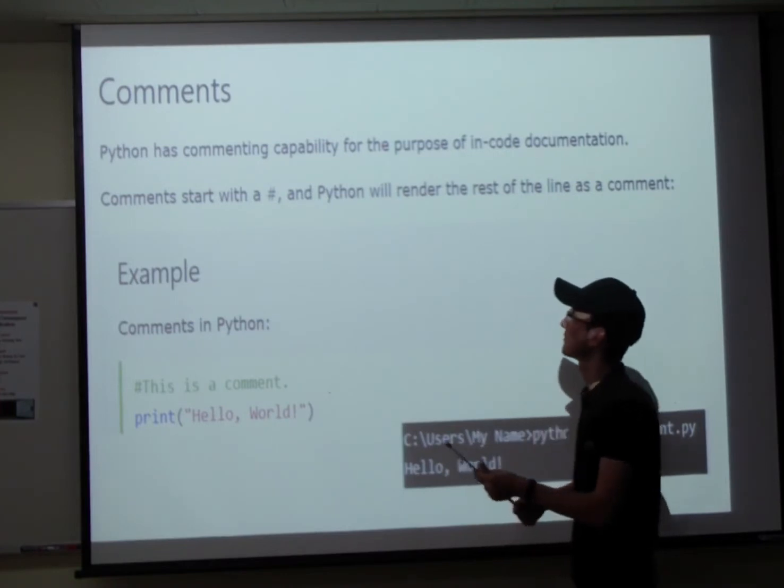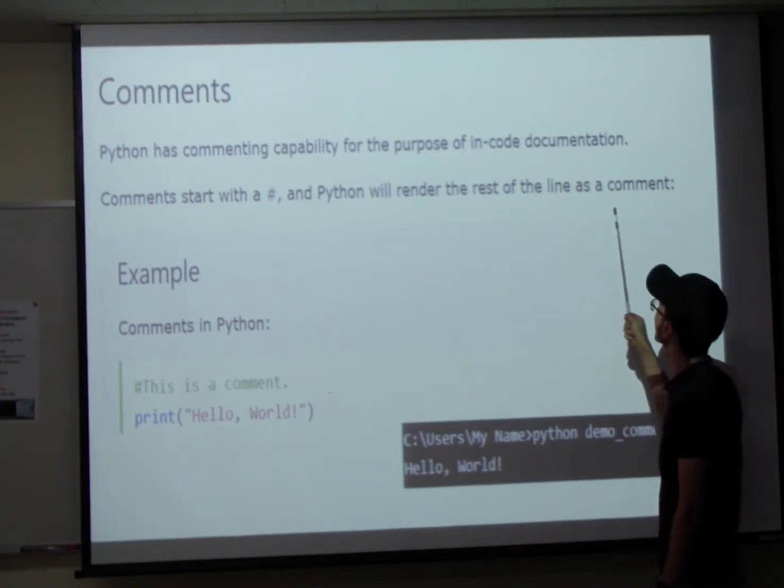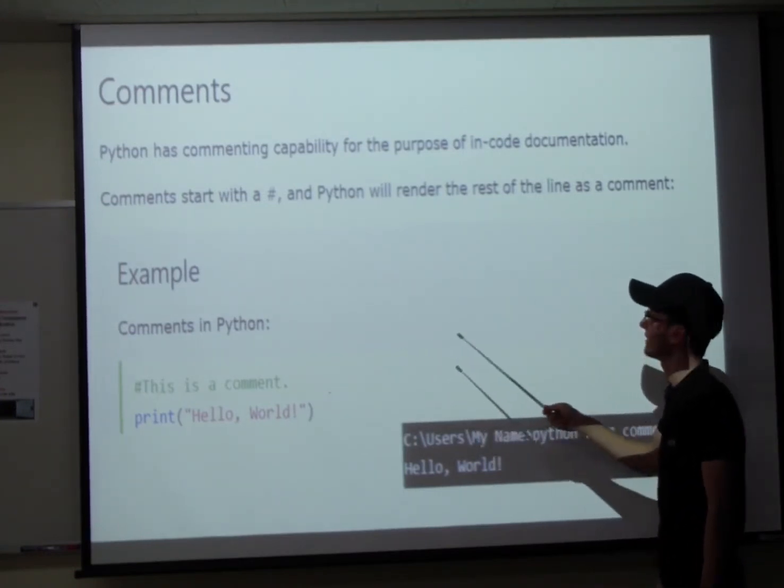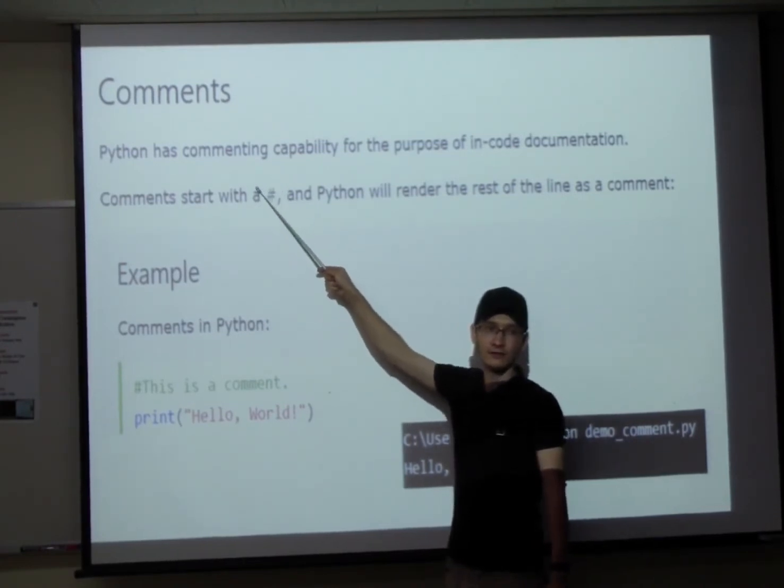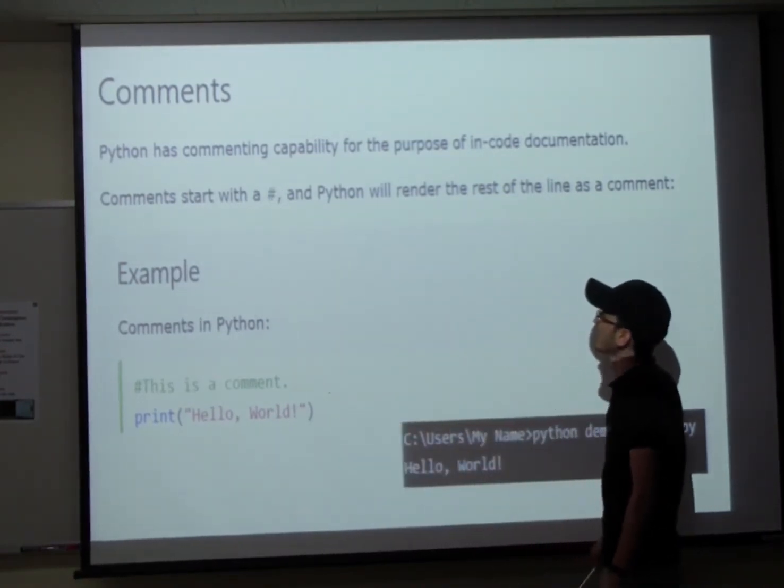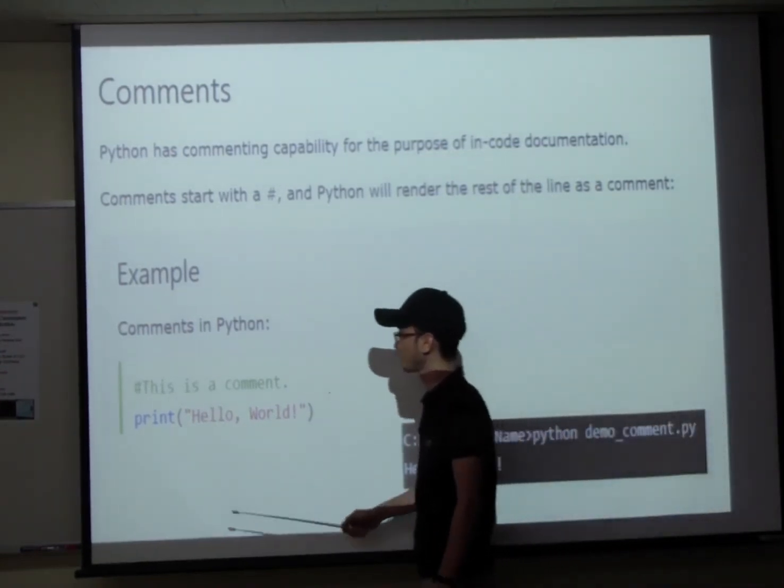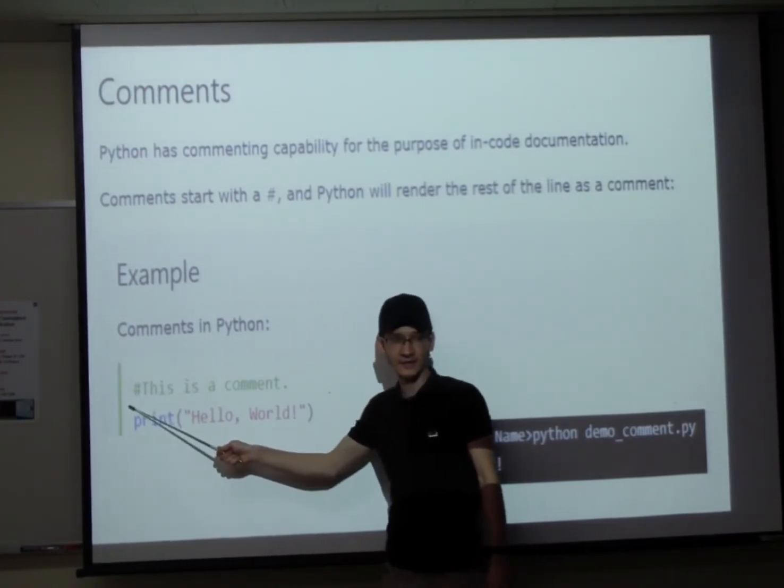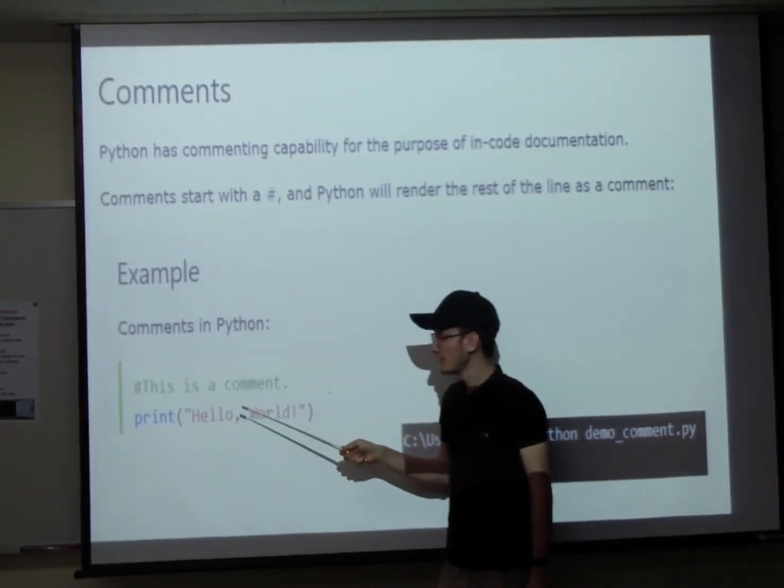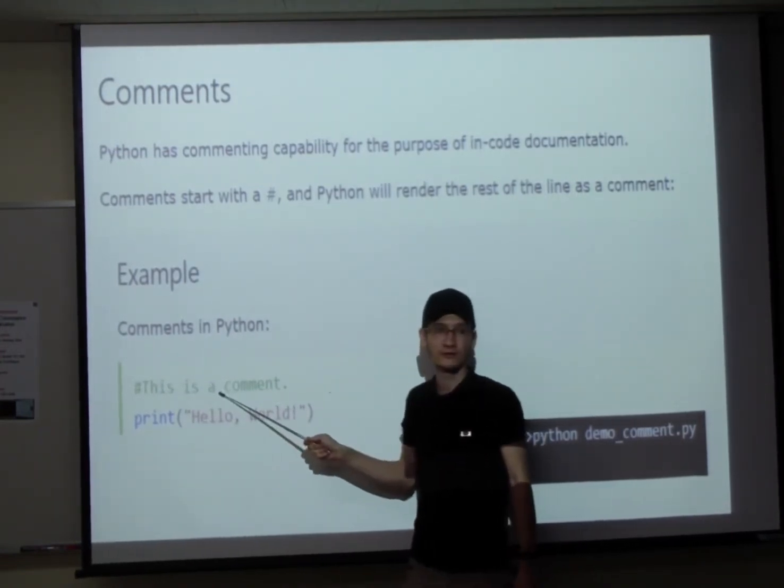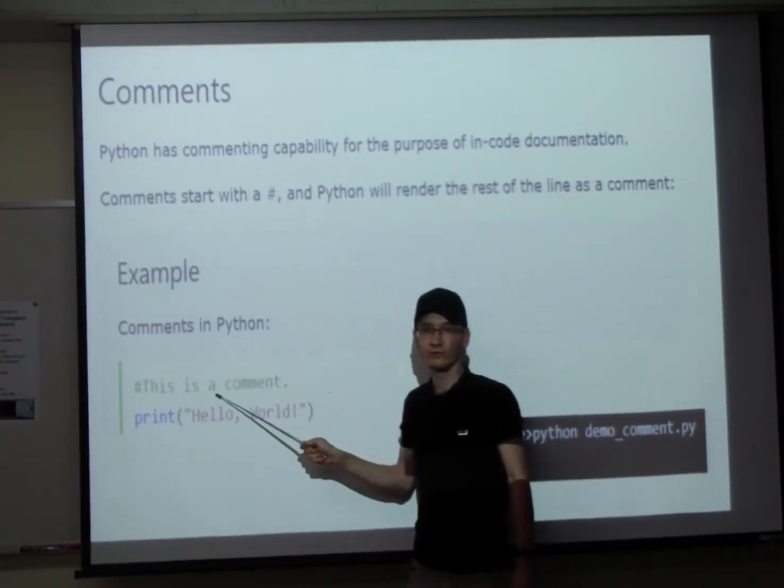Now we will see some examples. Comments. Python has commenting capability for the purpose of in-code documentation. Comments start with this kind of character, the sharp. And Python will treat the rest of the line as a comment. We put the sharp here, yeah? And we are writing, this is a comment. This is not code. This line will not be executed.